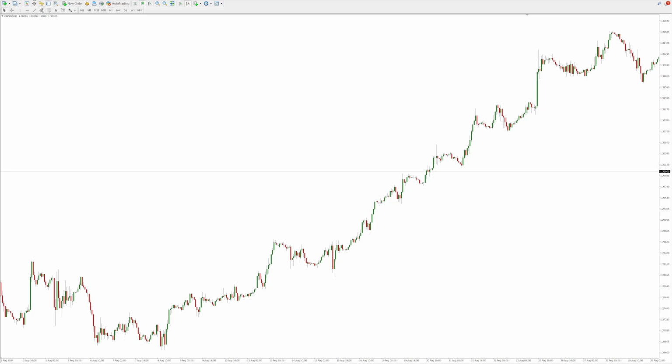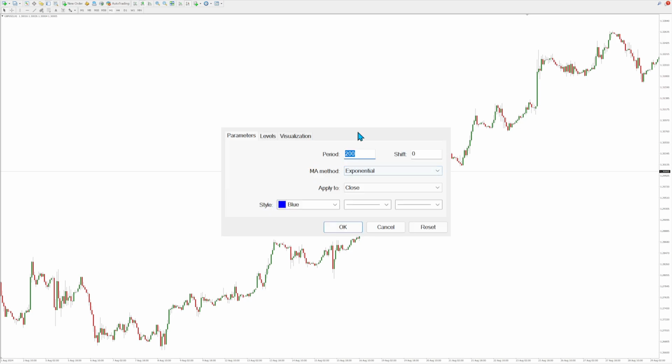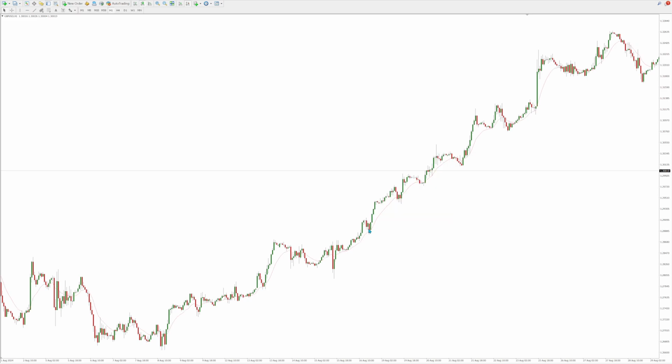So first of all, we want to put the indicator onto our charts. So here I have moving average. Just use the default 14 period and change the moving average method from simple to exponential. Click OK. And there you can see the EMA is now on the chart, this red line here.